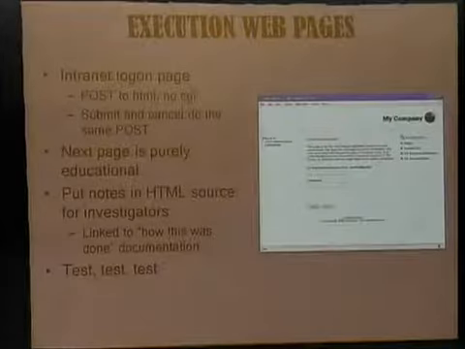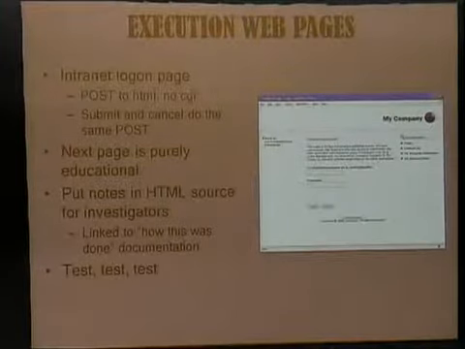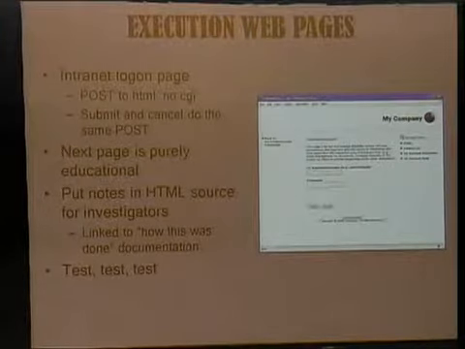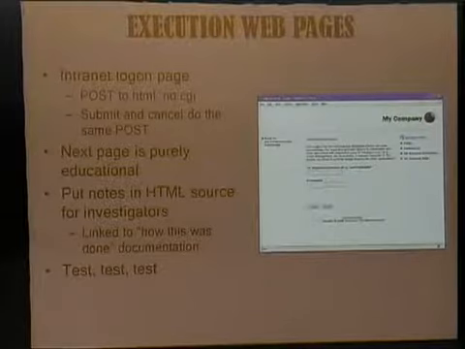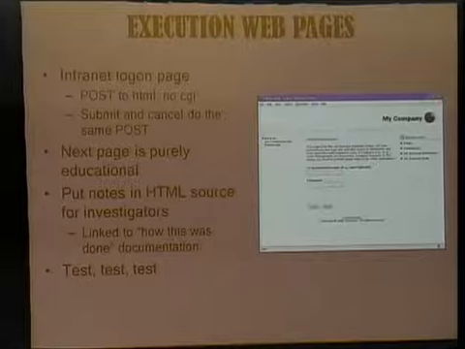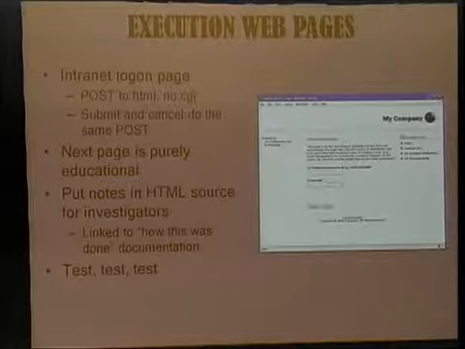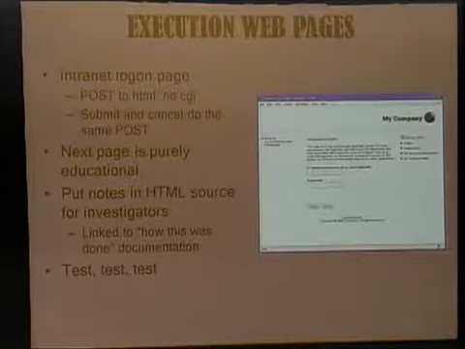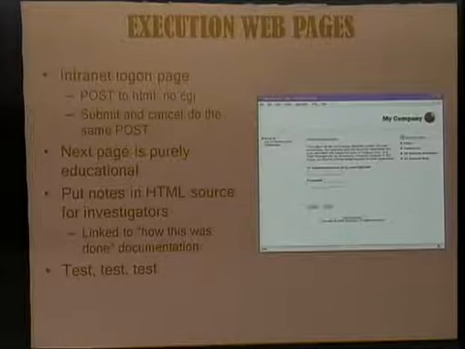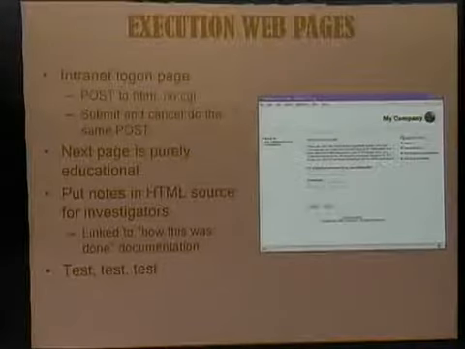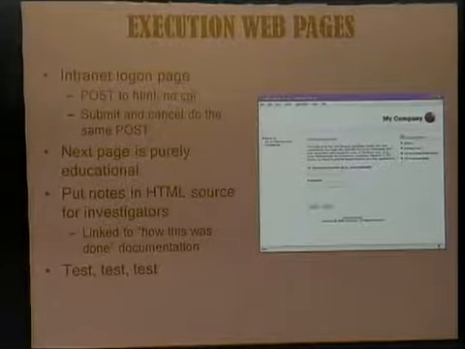The web page itself, I just stole the intranet logon page. I used a post, no CGI processing, just a simple post. In the Apache logs, I wasn't logging the password that was being submitted. I set it up so that submit and cancel do the same post. So from a logs perspective, there's no way to tell if somebody clicked cancel or somebody clicked submit. There'd be no way to really tell if they fell for it or not.